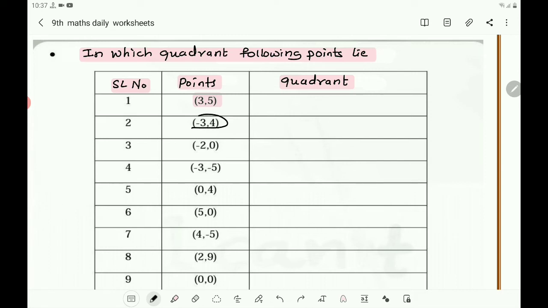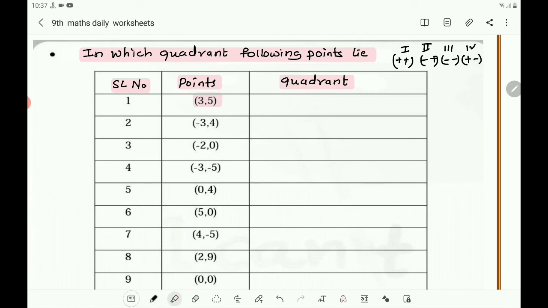And next (-3, 4), (-2, 0), (-3, -5). Here we have to verify only the sign. You know that the first quadrant is plus plus, the second quadrant is minus plus, the third quadrant is minus minus, the fourth quadrant is plus minus. Only by observing the sign can you clarify whether the point lies in the first, second, third or fourth quadrant. So here both are plus, which means it must lie in the first quadrant.